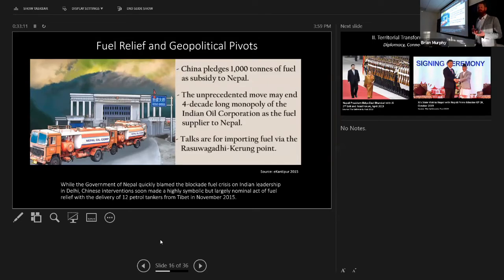While the government of Nepal quickly blamed the blockade fuel crisis on Indian leadership, Chinese interventions made a highly symbolic but largely nominal act of fuel relief with the delivery of 12 petrol tankers from Tibet in November 2015. So while 1,000 tons of fuel is ultimately a drop in the bucket of Nepal's overall fuel needs, it was highly symbolic and unprecedented.